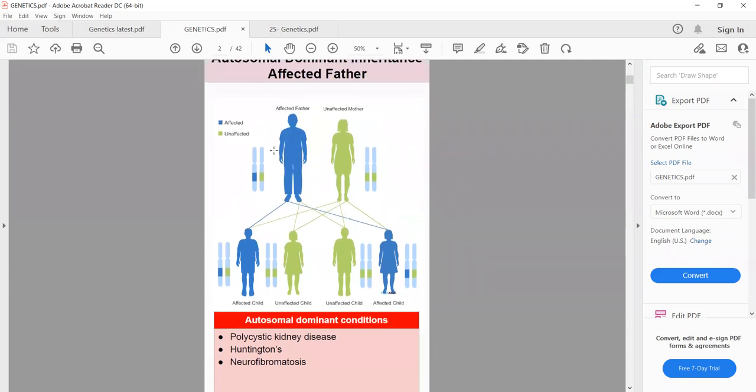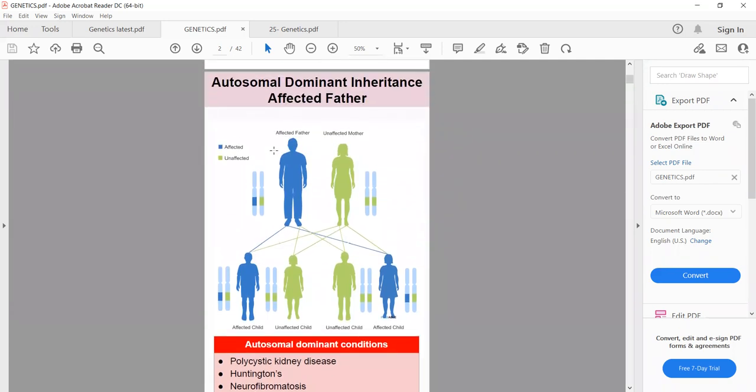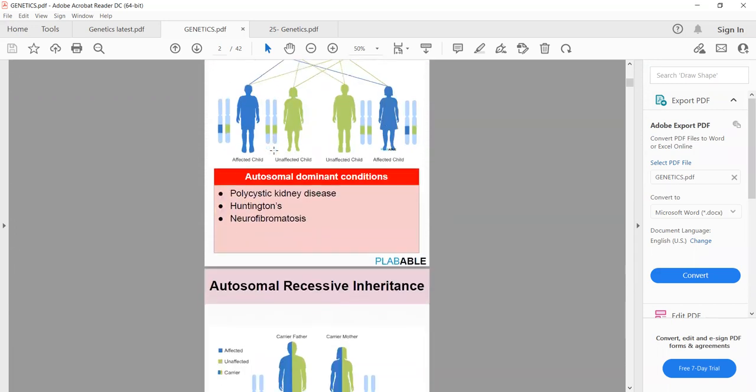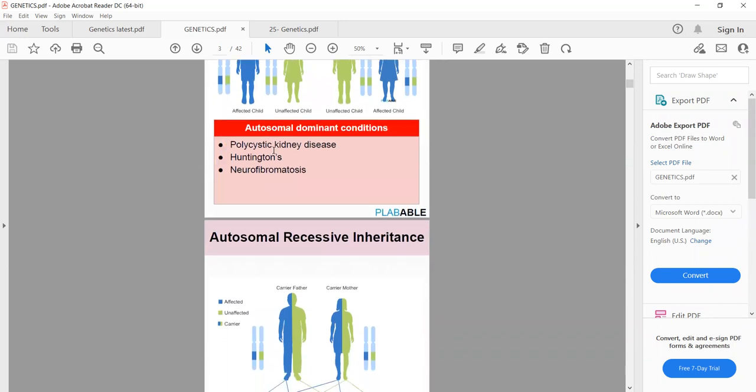So this was autosomal dominant inheritance. In autosomal inheritance, both males and females are equally affected. So if they give you a pedigree and both males and females are affected, then the pattern will be autosomal and not X-linked. Now, autosomal recessive inheritance.